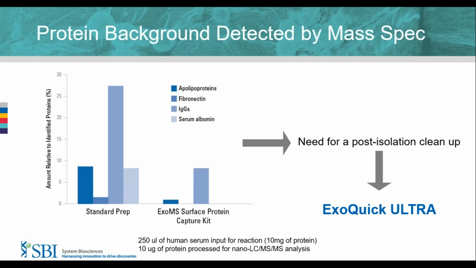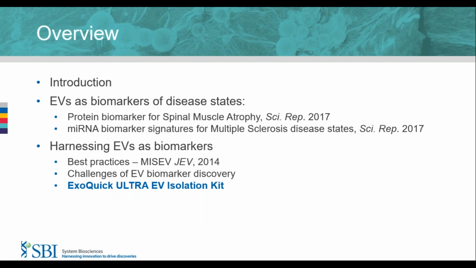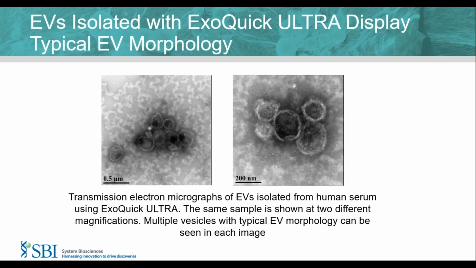So from this need of a post-isolation cleanup, we came up with ExoQuick Ultra. ExoQuick Ultra is an improvement compared to our standard ExoQuick precipitation-based EV isolation. You can see here that the EVs isolated with ExoQuick Ultra display a typical EV morphology. These are transmission electron micrographs of EVs isolated from human serum, and the one on the right is just a close-up of the one on the left.